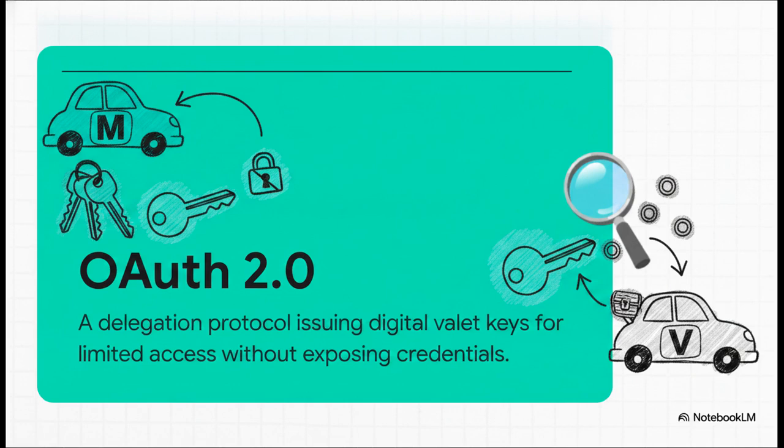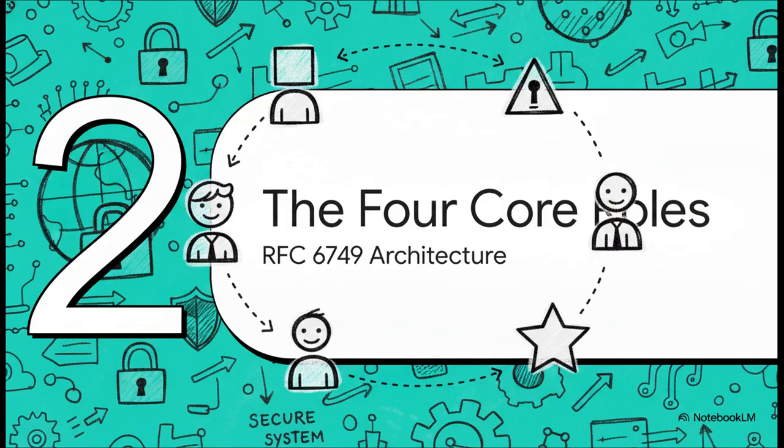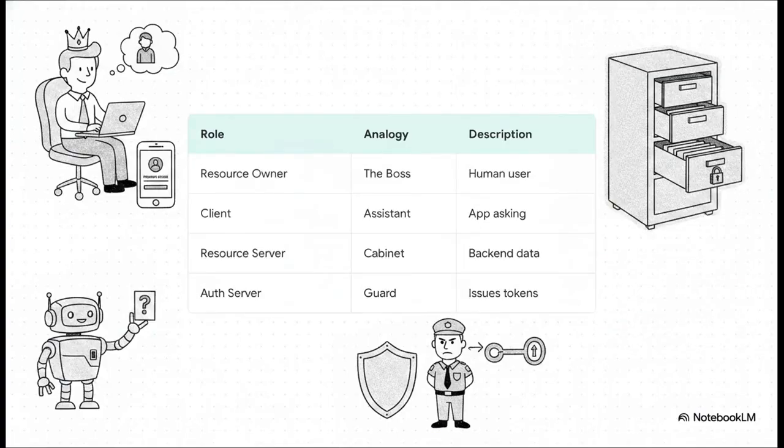Moving right along to section 2, the 4 core roles. You know, to understand any secure system, you really need to know exactly who is playing on the field. The official specification, RFC 6749, outlines 4 core roles that make up this whole architectural foundation. Let's map these technical terms right onto a real-world office scenario to make it easy. First up, we have the resource owner. That's the boss. That is you, the human sitting at the browser who actually owns the data. Next is the client. Think of this as the assistant, the application that's asking for permission to access a file.